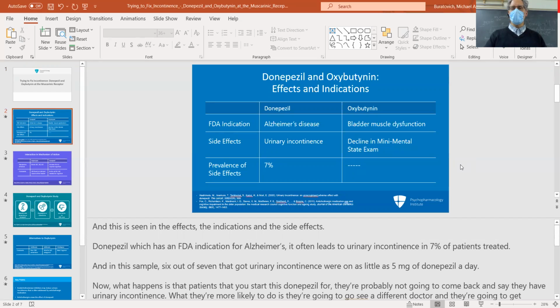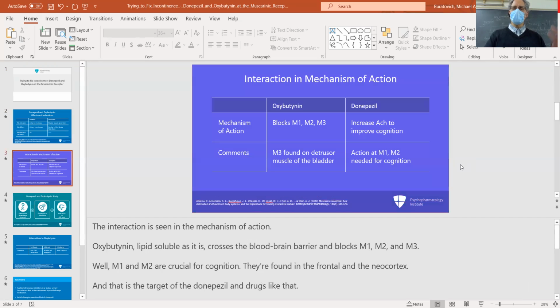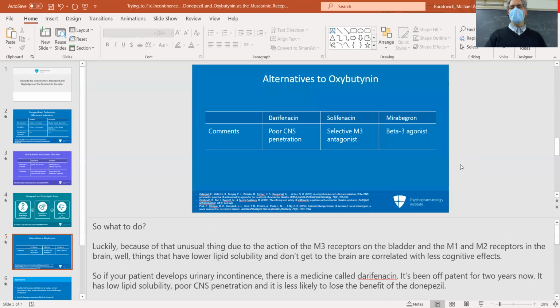And there are other drugs for that that do about the same thing. There's oxybutynin, there's solifenacin, that's just as bad as oxybutynin. There are alternatives, darifenacin, solifenacin, much better, but they're more expensive. The best one is mirabegron, which is a beta-3 agonist, which we'll talk about later.